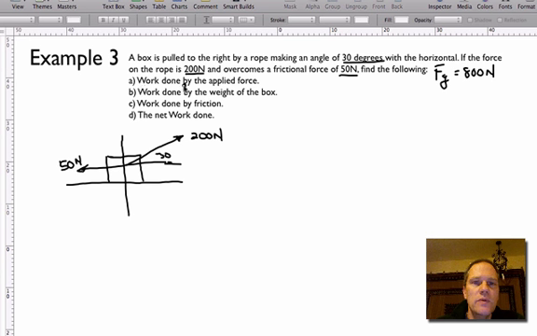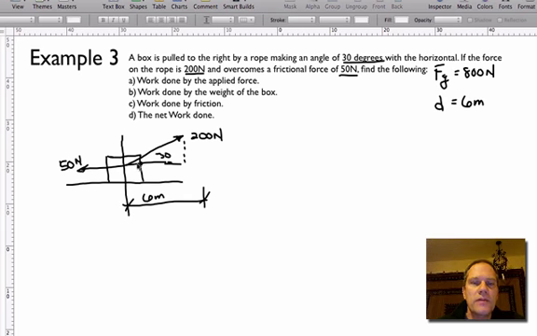So we want to know, what is the work done by the applied force? Well, before we do that, we left off a couple of things. We also missed the distance on here, so let's put the distance in here. Let's go with 6 meters. So we have a distance that it moves this way, 6 meters.